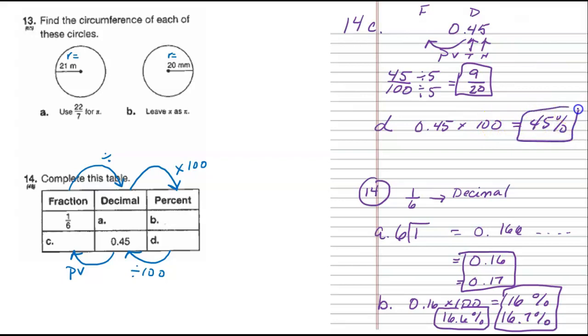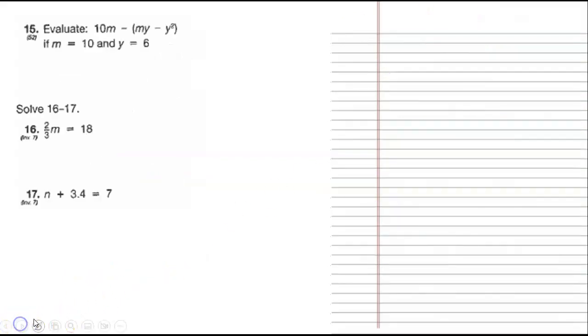And that's my answer. Please make sure you ask questions when you don't understand. Let's take a look at 15. Had some questions about this on the last test. This is 10 times m minus m times y minus y squared. So I'm going to have to do this one first, where m is 10 and y is 6.